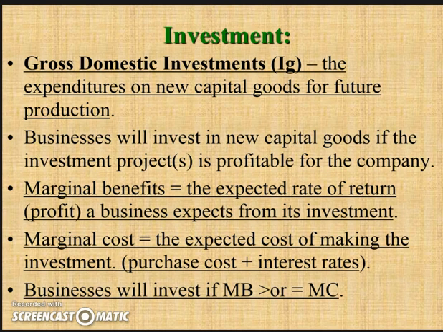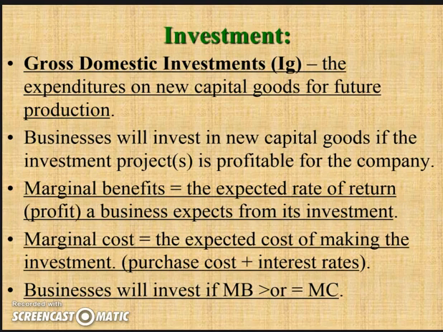Gross domestic investment, we're going to call it capital I, lowercase g, are the expenditures on new capital goods for future production. Businesses will invest in new capital goods if the investment projects are profitable for the company. Marginal benefits are the expected rate of return or profit a business expects from its investment. Marginal costs are the expected cost of making the investment: purchase cost plus interest rates. Businesses will invest if the marginal benefits are greater than or equal to marginal costs.